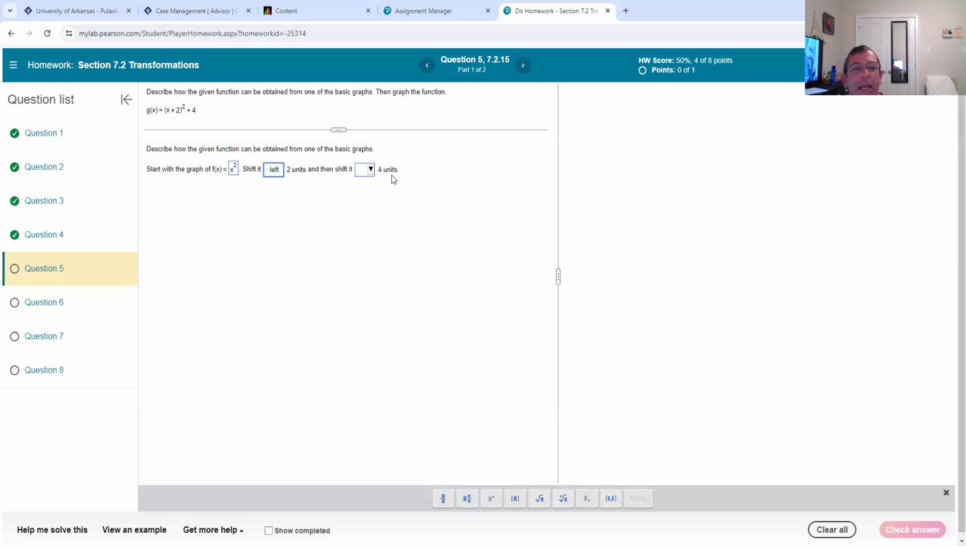And then shift it blank 4 units. Well, the 4 is at the end. So the 4 is not in the parentheses. So when it was at the end, it's going to go up or down. And we said if it's positive, it's going to go up. So y'all, I'm just using them charts with the horizontal and the vertical moves and those 7 basic graphs to get my starting picture, okay?